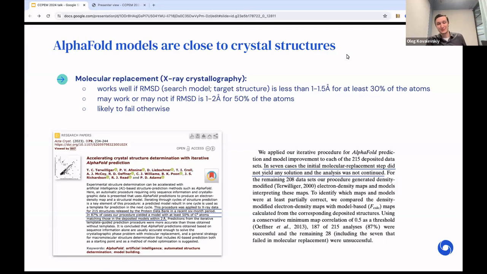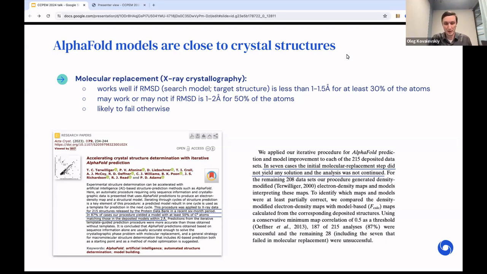One of the common questions is whether AlphaFold models are confirmed by experiment. In crystallography, to solve the phase problem by molecular replacement, one needs a search model that is very close to the structure in the target crystal. And you need an RMSD of less than 1.5 angstrom for at least 30% of the atoms. Therefore, if AlphaFold models could be successfully used as search models for molecular replacement, it proves that predictions closely resemble experimental data. This was analyzed by Tom Terwilliger and team.